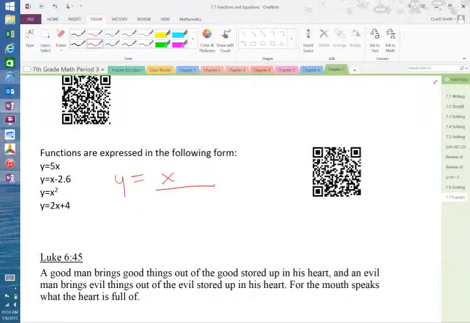It could be x + 4. It could be x - 4. It could just be x, y is equal to x. But it has to be y, the output value, on one side, equal to the input value with something done to that input value.